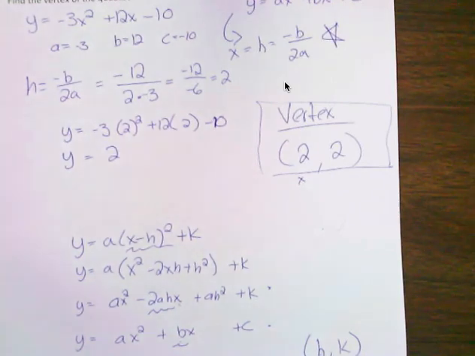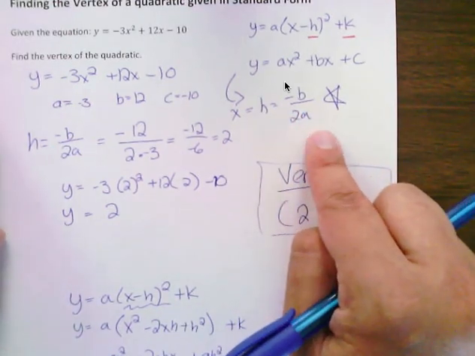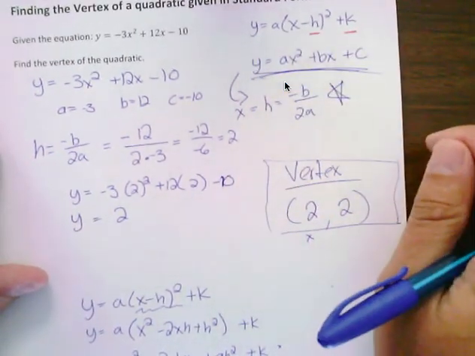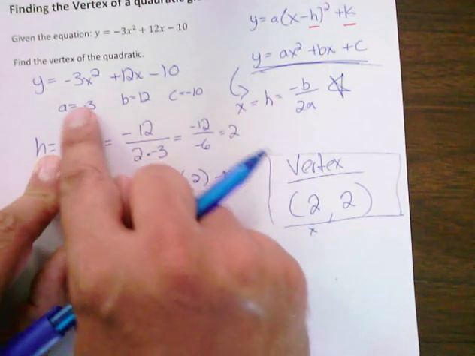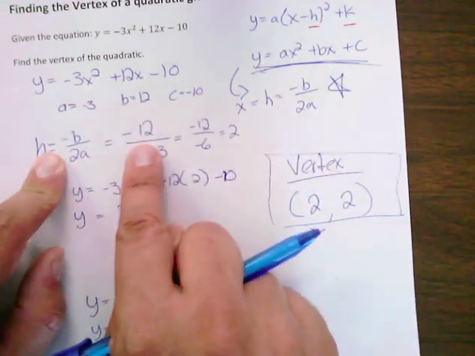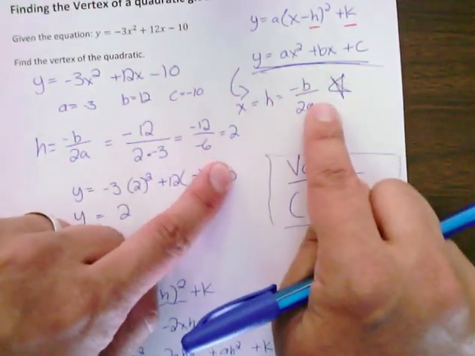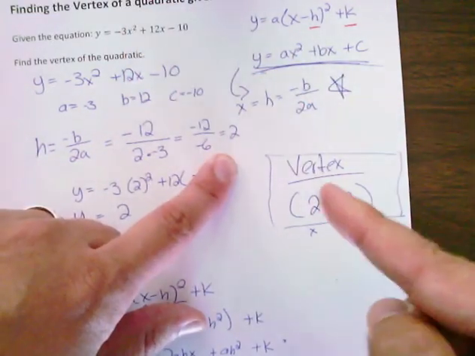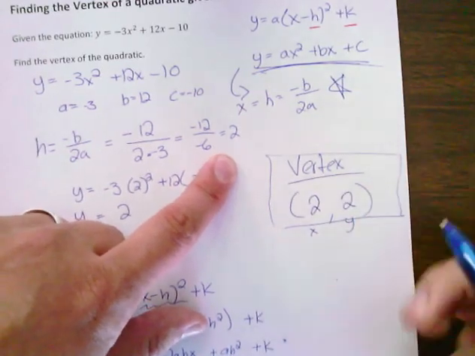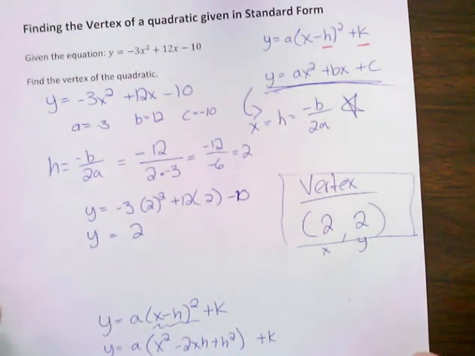Again, a quick overview of how we got here. We're going to use the fact that x equals, or h equals, negative b over 2a. And this works entirely for standard form, not any other form. I figured out a, b, c, plugged in and set up my negative b over 2a, simplified and got an answer. When you figure out your negative b over 2a, that is the x value. Once you have an x value, plug it into the equation, simplify it out, and it gives you the y value. Once you have an x and a y value, you have yourself the vertex. That was finding the vertex of a quadratic given in standard form.